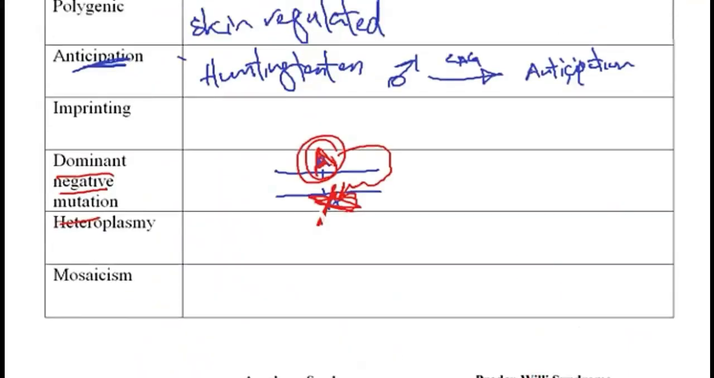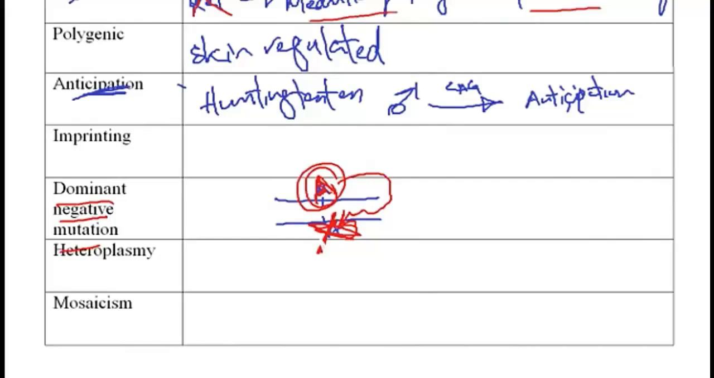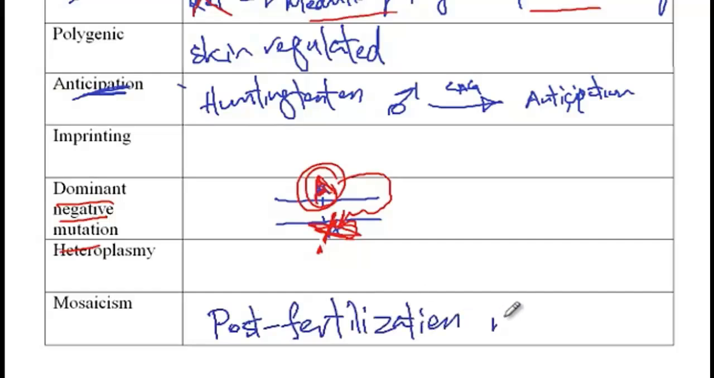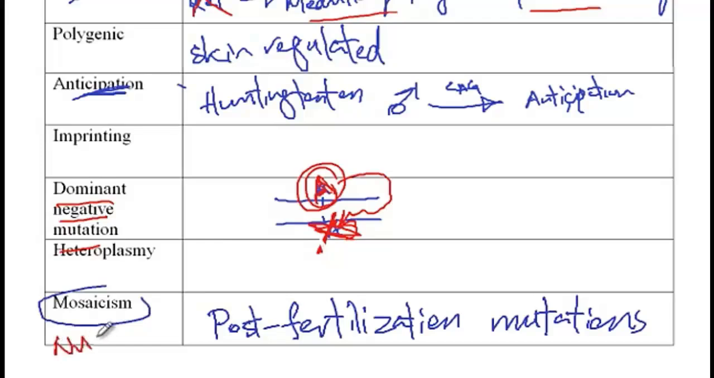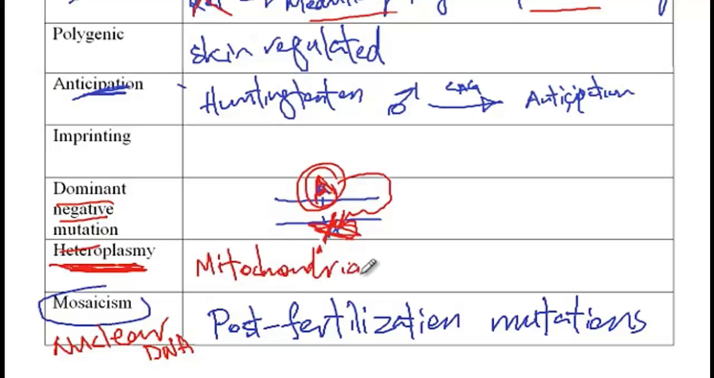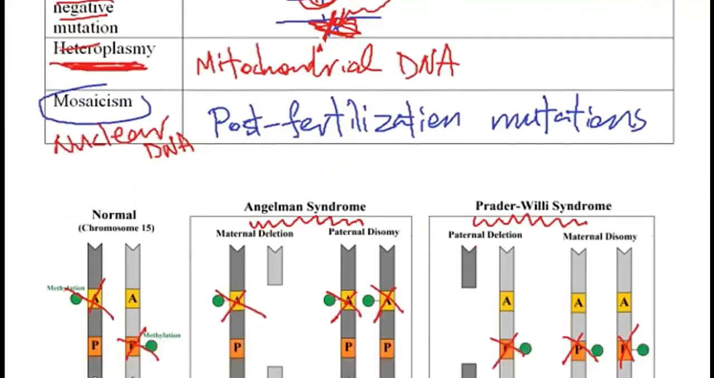The next condition is mosaicism, where post-fertilization mutations make the cells in the body have different genetic makeup. So this is due to post-fertilization mutations. And thus, in these patients with mosaicism, the genetic makeup of the nuclear DNA will vary between different cells, versus heteroplasmy, where the mitochondrial DNA is going to be affected. So let me give you an example of mosaicism.